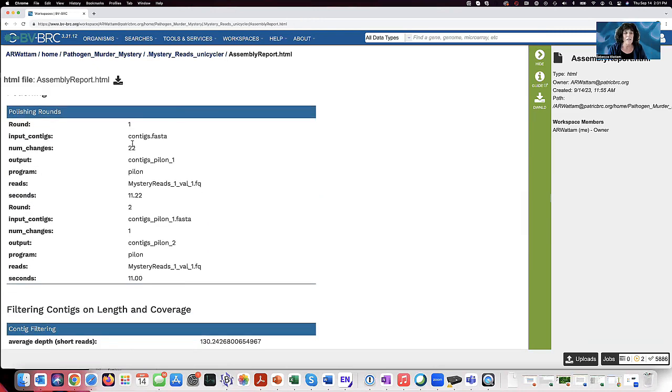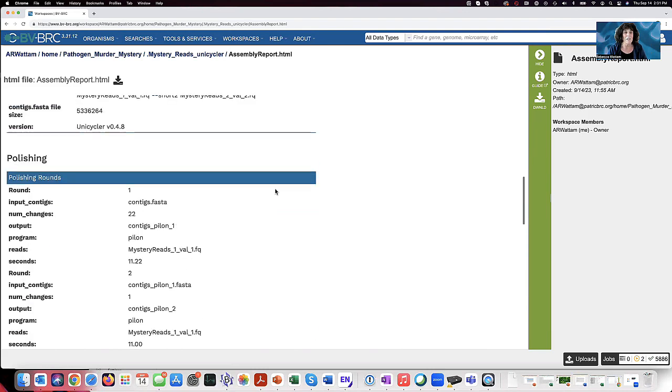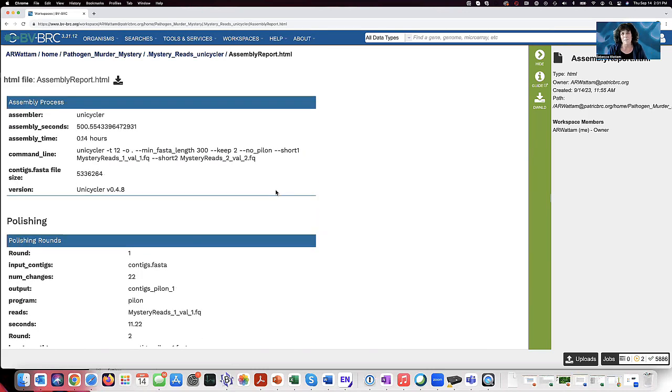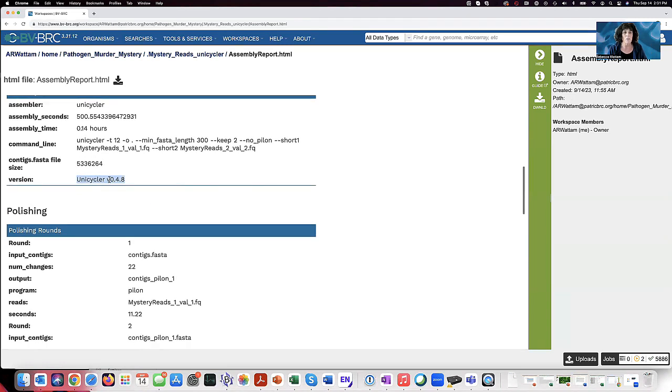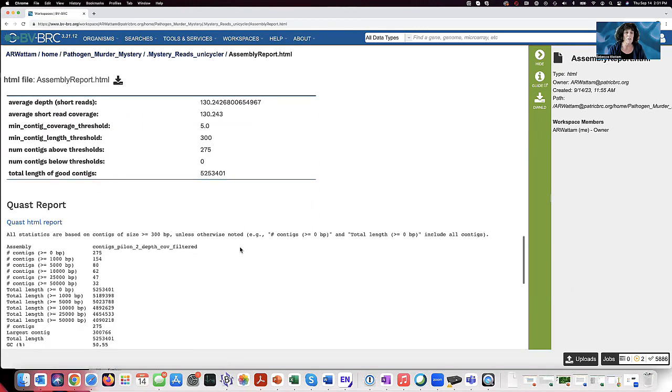And then it tells me how the assembly process ran. It tells me how many polishing rounds ran. It tells me that it filtered on contigs. One thing that's good to note, if you were ever going to publish on this, it will also tell you what the assembler was and which version it was. So that's always good if one was to publish on it.